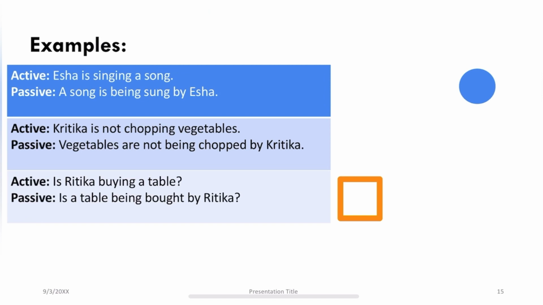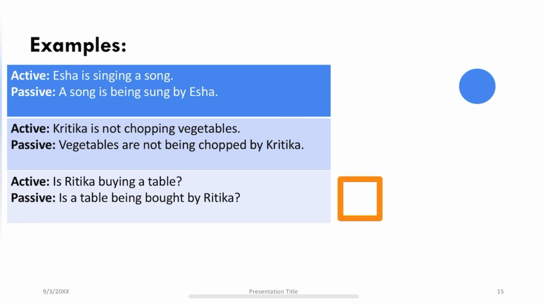The second example is Kritika is not chopping vegetables. इसका passive voice क्या हो जाएगा? हमने क्या करना है? सिर्फ we just have to make the object of the active voice the subject of the passive one. Vegetables are not being chopped by Kritika.